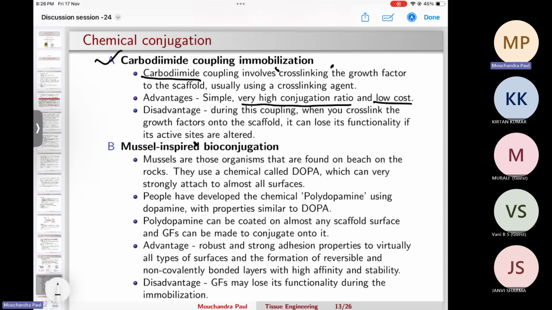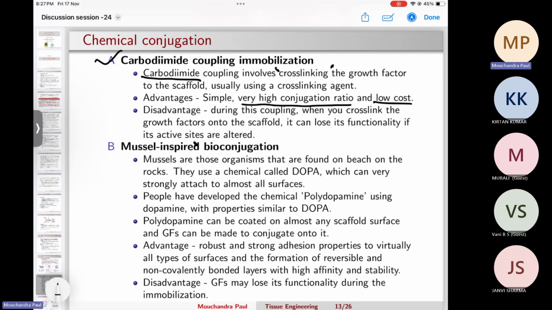Now the disadvantage is that during this coupling, the other chemical reactions that are going to happen may attack the active sites on the growth factors. So you may alter the structure of the growth factor and thereby its functionality. Okay, this is the disadvantage.